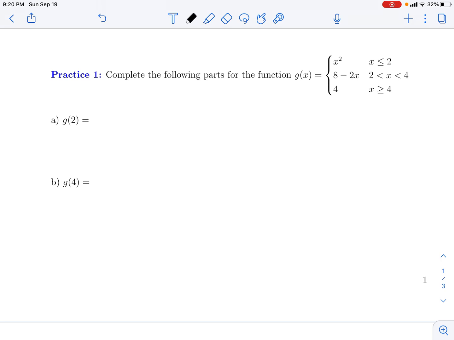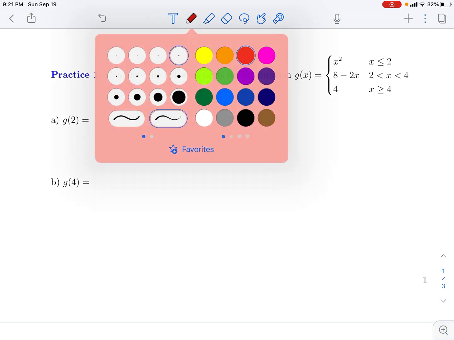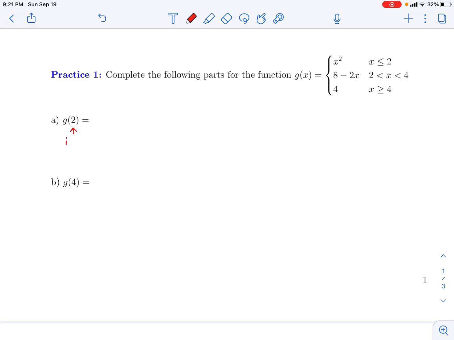Here it says complete the following parts for the function g of x, and you see this is a piecewise function with three different pieces. The first part is asking us what's g of 2. Remember, 2 is our input, in this case our x value, because the x's are our inputs, and what we get out when we plug in our input is our output. So I need to figure out what piece to use when x is equal to 2.